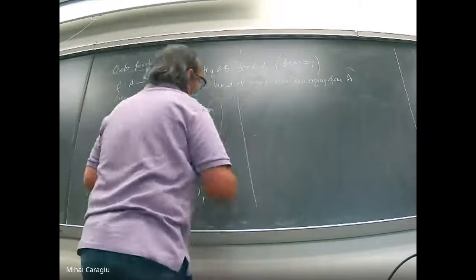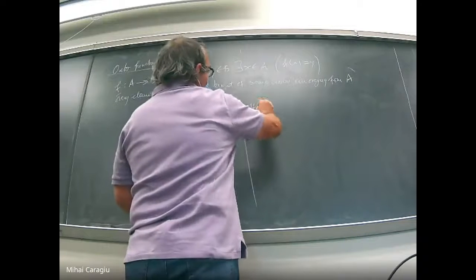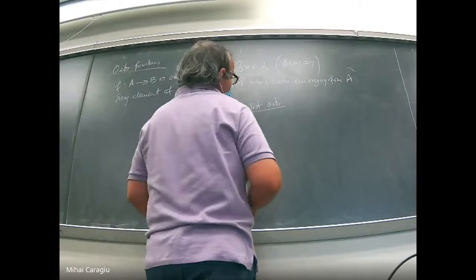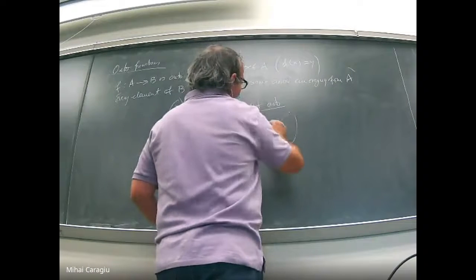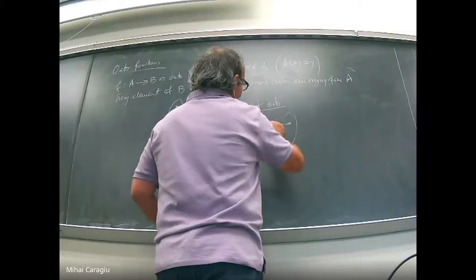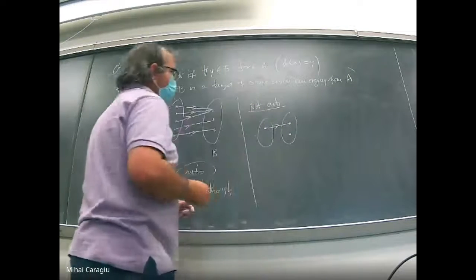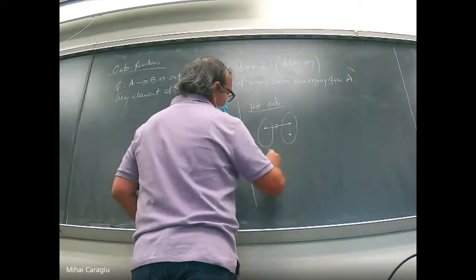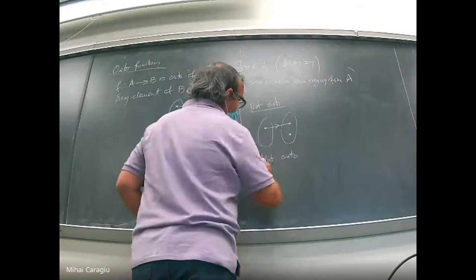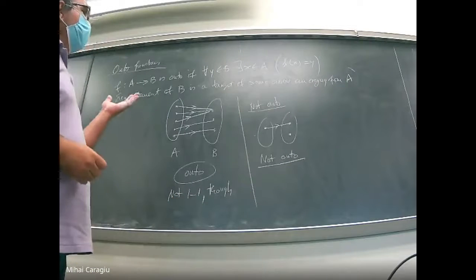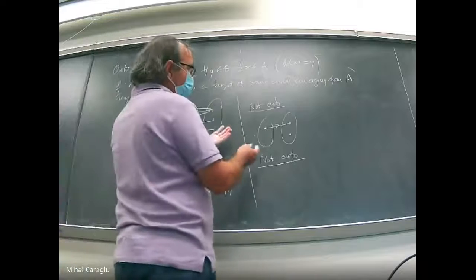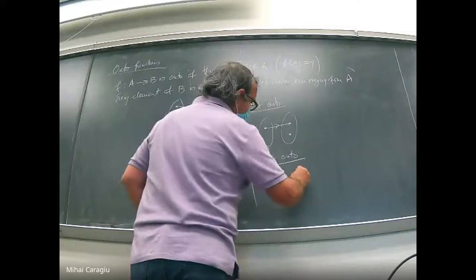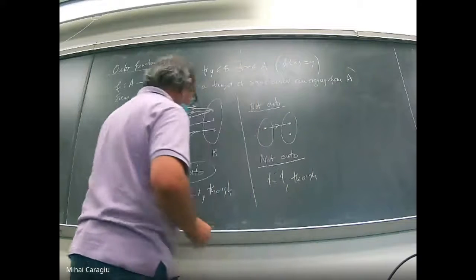So let's give an example of a function that is not onto. Clearly, this is not onto, because this element is not a target. Still, it is one-to-one though, because there is no V shape. We cannot see any defect for one-to-one.